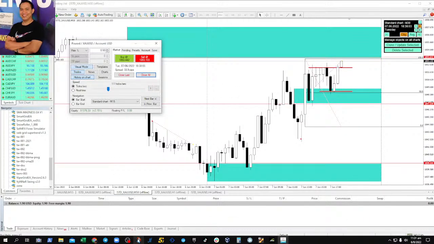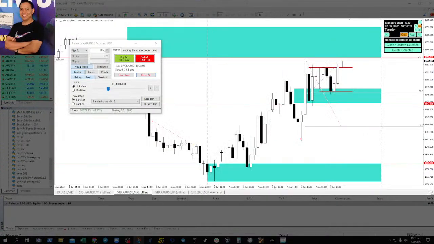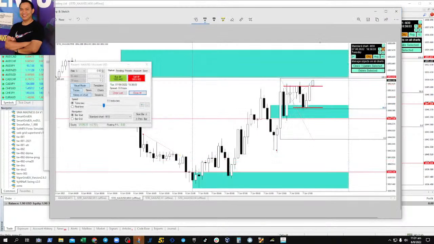Then I'm gonna screenshot this to make the journal. So this was my entry. The entry was here at 50% of this big engulfing candle. This is an M30. So this is a bullish engulfing, and we close here, at the rejection zone.